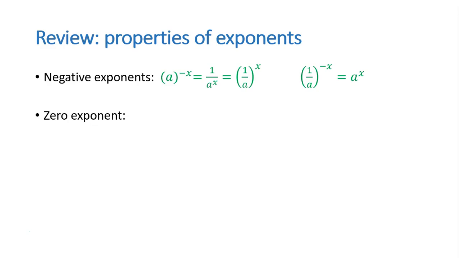It may be tempting to say that a 0 exponent would make the whole expression 0, but that's actually not the case. Instead, a 0 exponent makes the expression equal to 1, regardless of the base. So anything to the 0 power is 1. Keep these properties in mind as we start to look at our new functions.